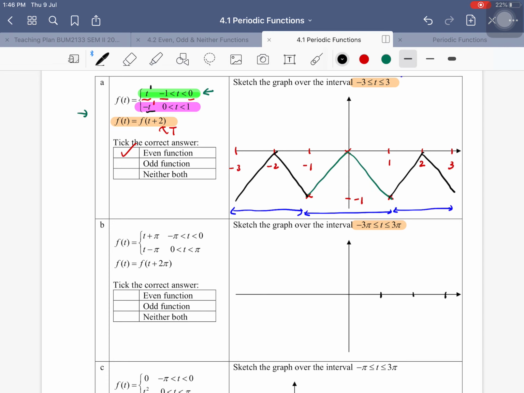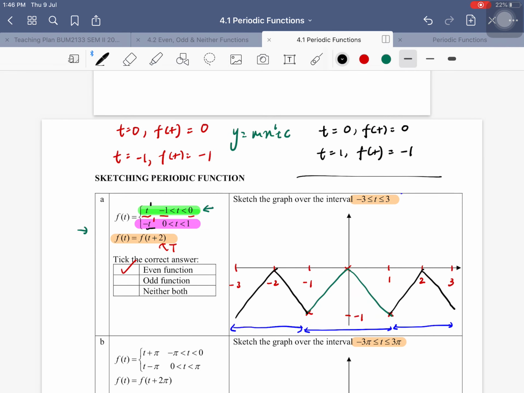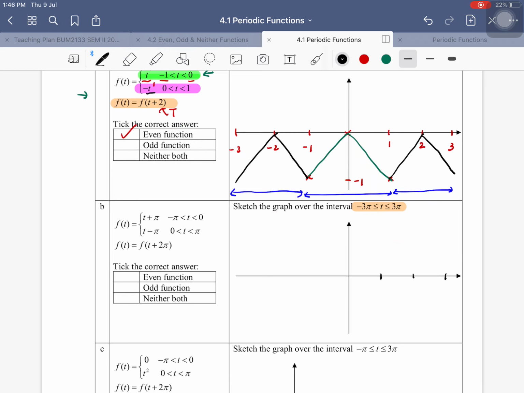Okay, and the scale, you know, it doesn't have to be always 1, 2, 3. What if you have to sketch from, for example, 0 until 20? It's not like you're going to draw 1, 2, 3 until you get a value of 20. It has to suit your scale. For example, if you can actually sketch it in terms of 2, 4, and 6, so put it in terms of 2, 4, and 6. So be creative with this.